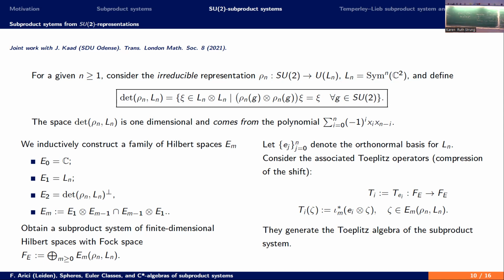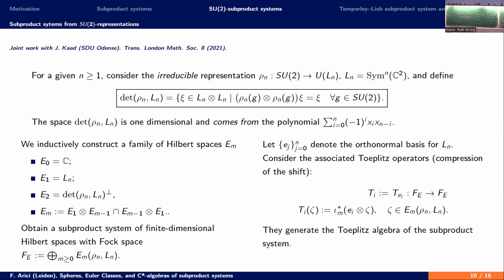And it's generated, well, in this picture that I showed you, by a certain polynomial. By that, I just mean that if you fix an orthonormal basis e_j for Ln, then the determinant is generated by stuff of this form: the sum of minus 1 to the j, e_j tensor e_(n minus j). And this is a very special form for a vector. Then we construct a family of Hilbert spaces in an inductive way. We define E0 to be C, E1 to be Ln, E2 to be the orthogonal complement of this determinant. And then for higher m's, you just intersect the possible tensors that you can construct. And when you do it, you get a family of Hilbert spaces.